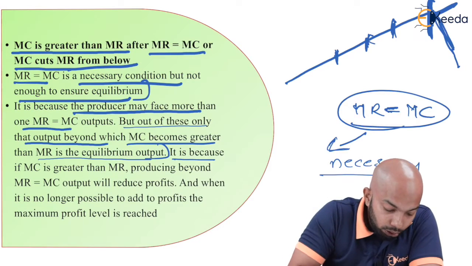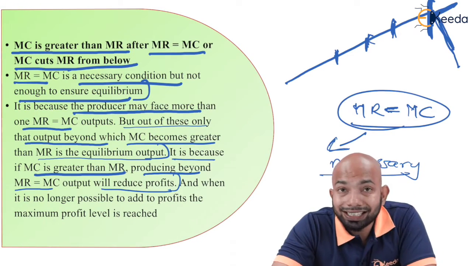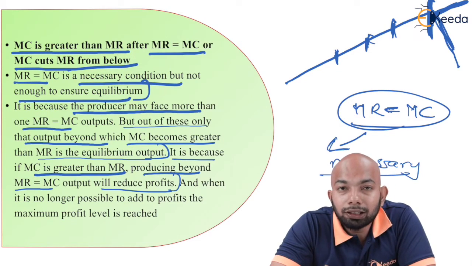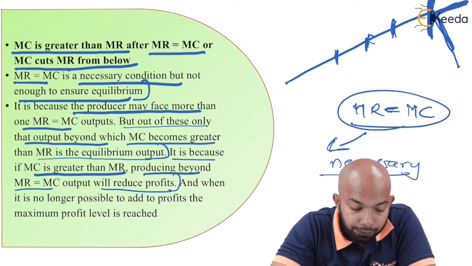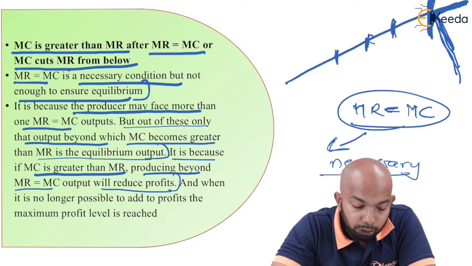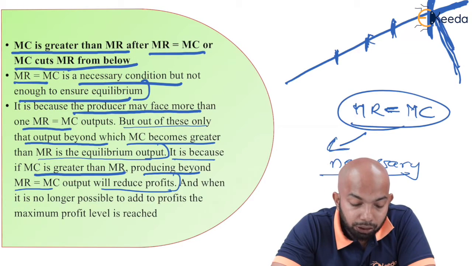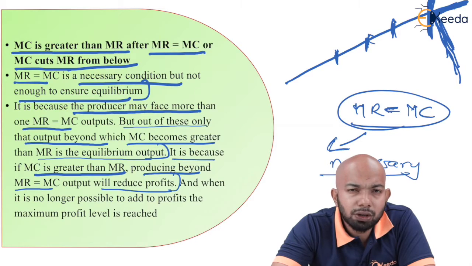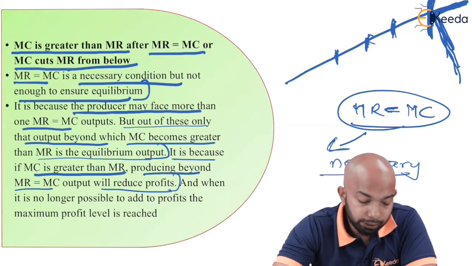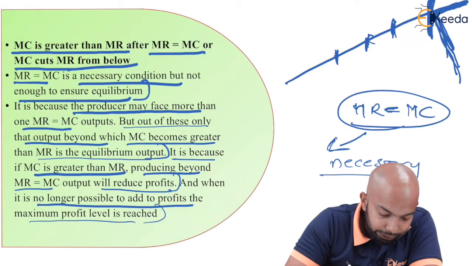Now, it is because if MC is greater than MR, producing beyond the MR equals MC output will reduce profit. It is not that you cannot produce after this, but the benefit won't be for you. The moment you produce after this level, your marginal cost is going to go above your marginal revenue, and your marginal revenue will keep going down the moment you keep producing more units like this. Hence, if marginal revenue is going down, your profits are going to decrease. Your company is not going to make profits here. Hence, when it is no longer possible to add profits, the maximum profit level is reached.